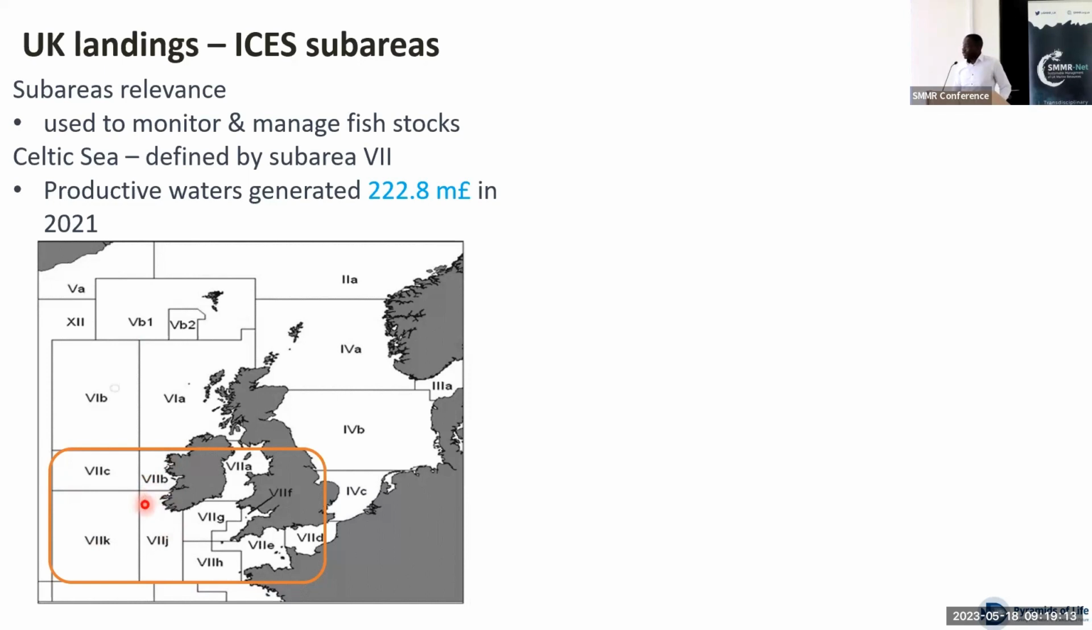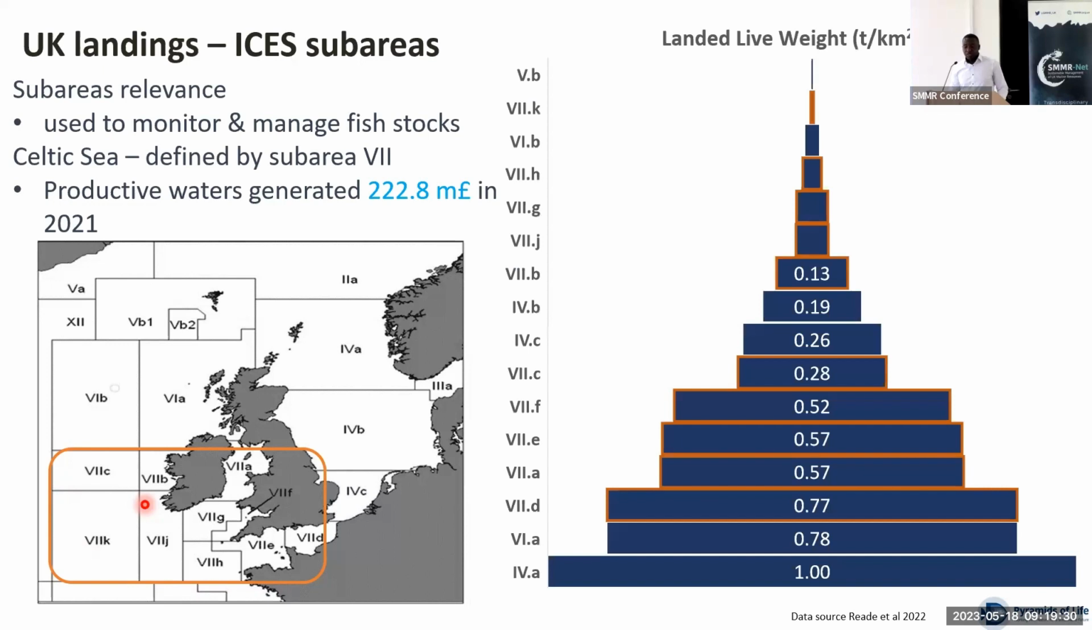And this area is quite a productive system, having generated about 222 million pounds in 2021. So it's quite a relevant fisheries and contributes about 25% of UK's value in terms of the fisheries. So quite an important area. And if you look at the landings for the UK relative to the Celtic Sea, we find that Celtic Sea sub-areas really are important in terms of their contribution to the live landings in the UK. And they're among the highly productive ones, contributing significantly to the landings in the UK.